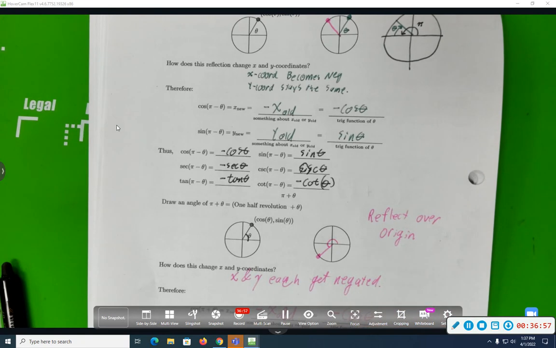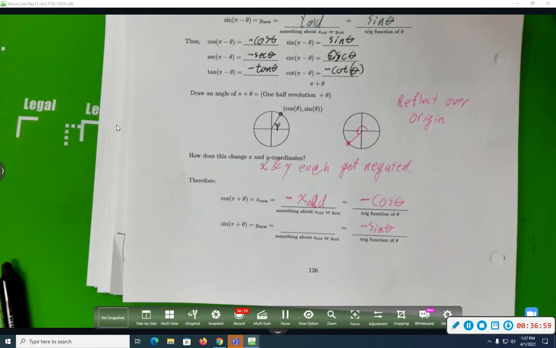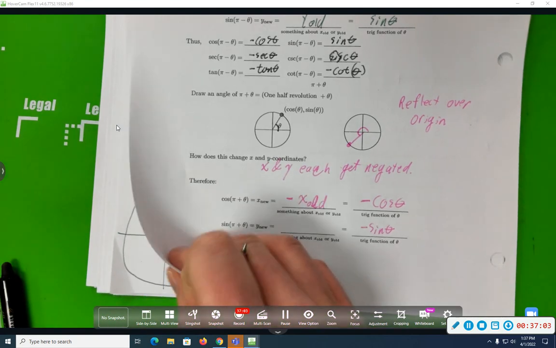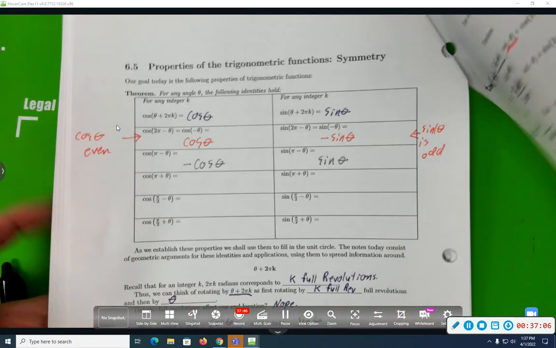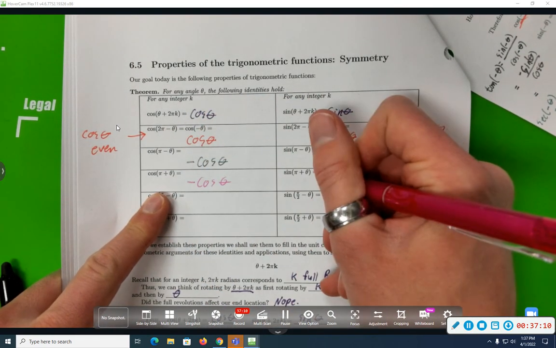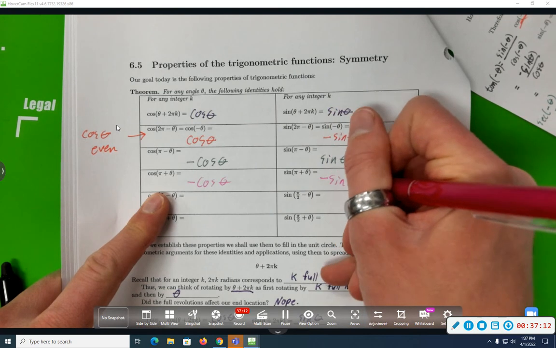Cool. You couldn't see what I was writing, but you know what I wrote. So, going back to the first page where there's that table of formulas, cosine of pi plus theta becomes negative cosine theta. Sine of pi plus theta becomes negative sine theta.